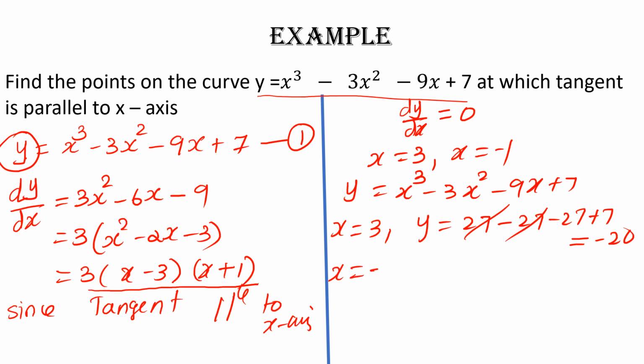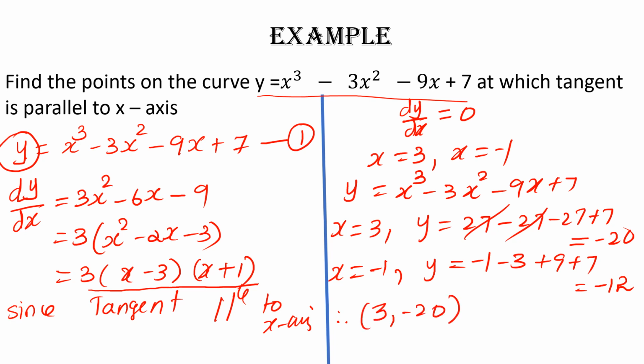Similarly, substitute x equal to minus 1. y is equal to minus 1 the whole cube minus 3 into minus 1 the whole square minus 9 into minus 1 plus 7. So therefore, we get y is equal to minus 12. Therefore, the required points are when x is equal to 3, y is minus 20, and when x is equal to minus 1, y is minus 12, at which the tangent is parallel to the x-axis.